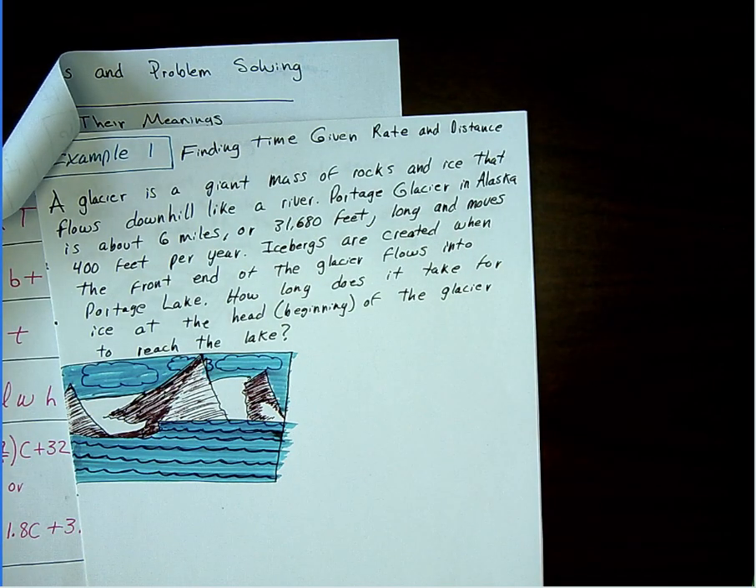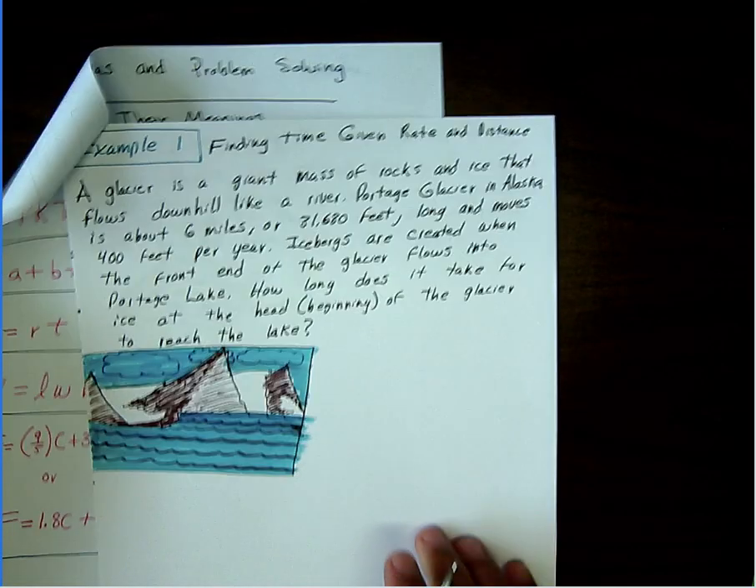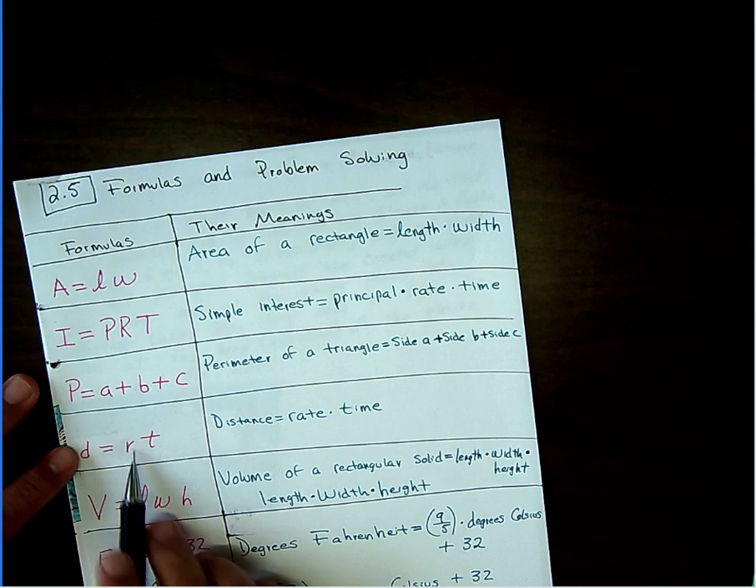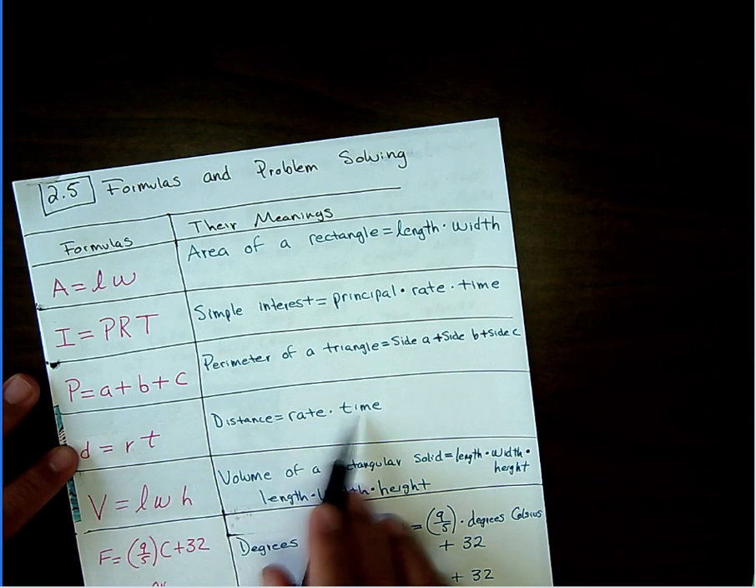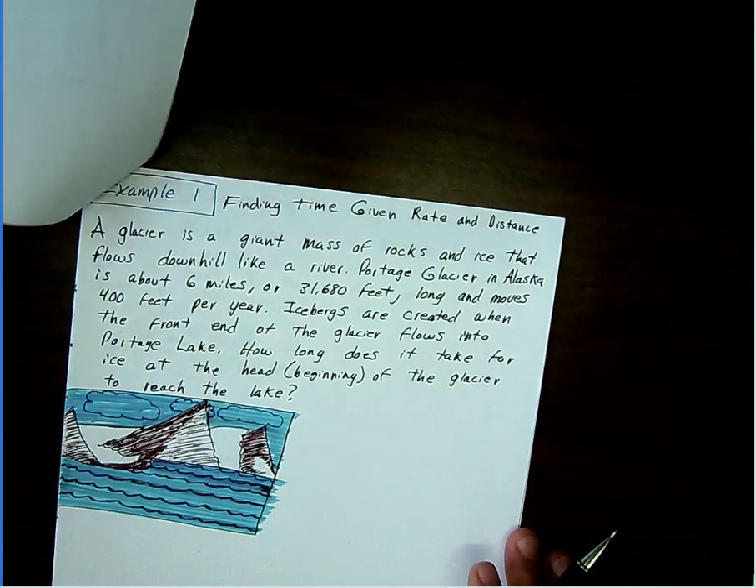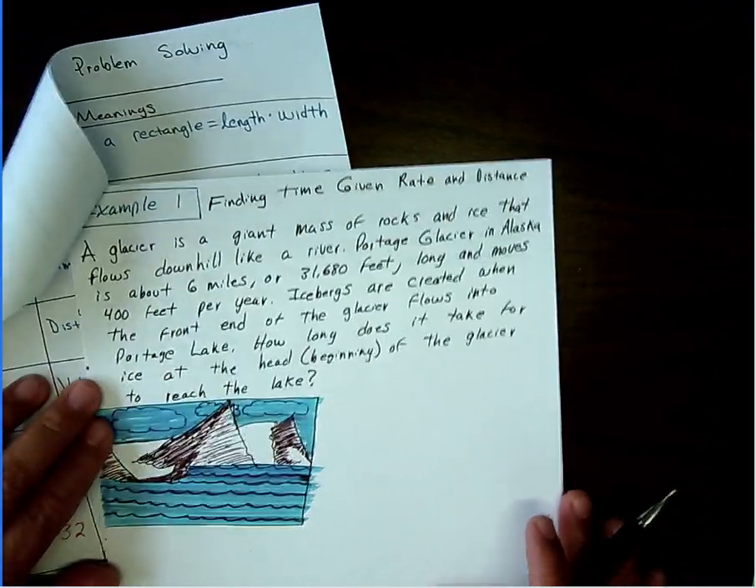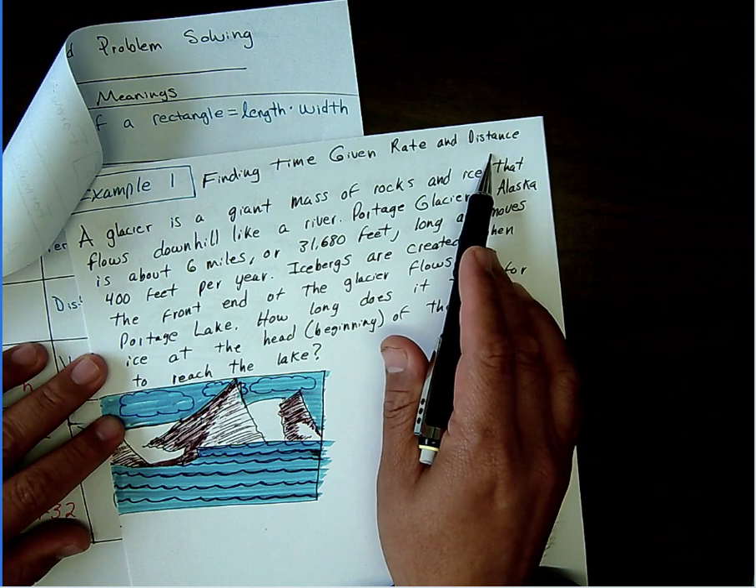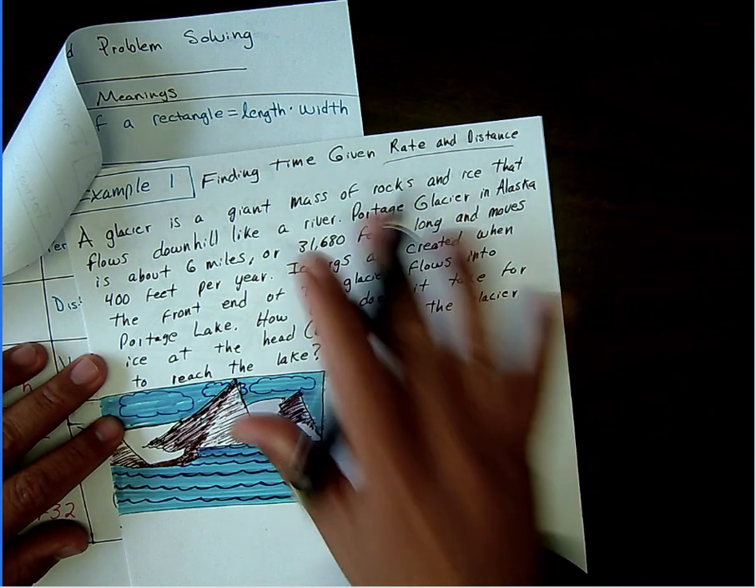Okay, the first question deals with distance. So we'll be using this one. Distance, the R is the rate and the T is the time. So for example, finding the given rate and distance. It even tells you here for the notes.